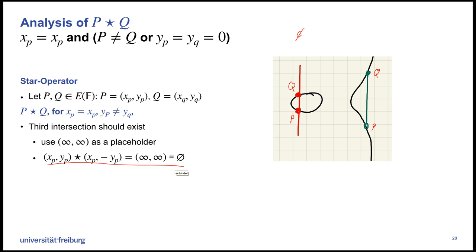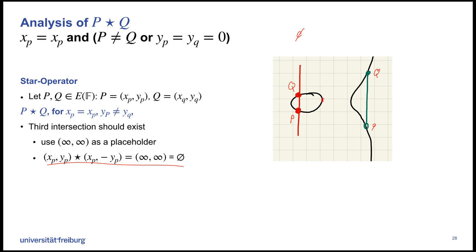And this has been defined in such a way that it makes sense, so that the operations work together and form an abelian group later on. So this is done on purpose. It's not something we can choose.